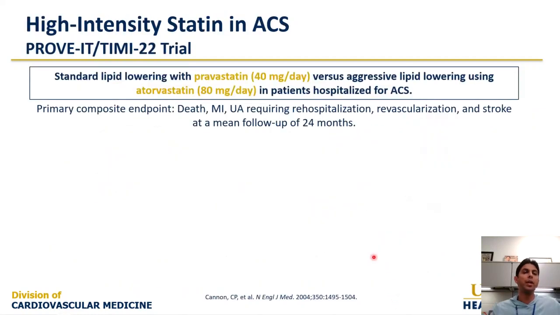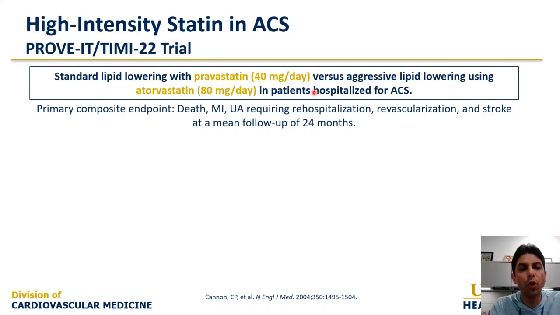So I want to talk about high-intensity statin therapy, and I want to do it in a way that we have not talked about medical therapy in this course. I want to talk about it in terms of a randomized controlled trial. A really important randomized controlled trial was the PROVE-IT TIMI 22 trial.